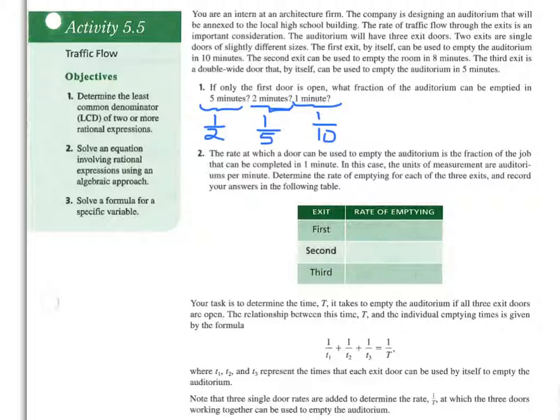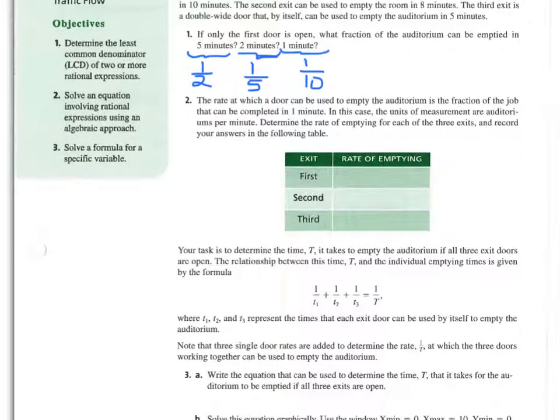Okay, so we're going to determine the rate for each one of those exits. So the first exit takes 10 minutes to complete. So what fraction can it do per minute? So its rate would be 1/10 per minute. The second one takes by itself 8 minutes, so it can do 1/8 per minute of the job.